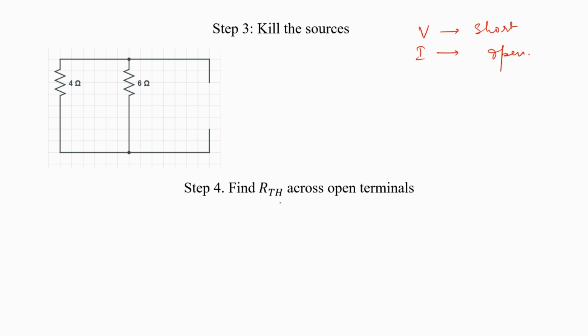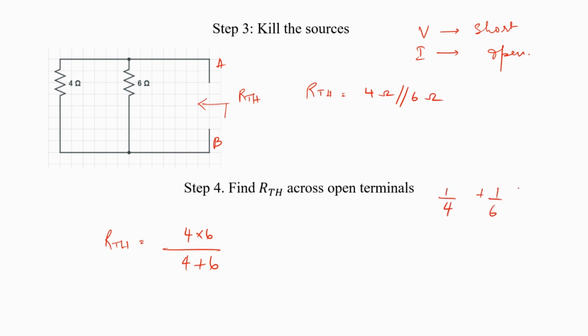Now, the fourth step says that we need to compute RTH across the open terminals. So, this is my open terminals, and I need to compute RTH looking in from the open terminals like this. So, when we look at it, we see that the 4 ohms and the 6 ohms are actually parallel to each other. So, therefore, RTH is nothing but 4 ohms parallel with 6 ohms. So, what is the value of RTH now? Value of RTH is 4 into 6 by 4 plus 6. So, rather we can say 1 by 4 plus 1 by 6, the whole inverse is equal to RTH.